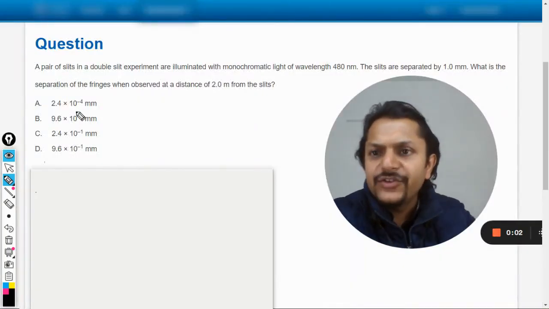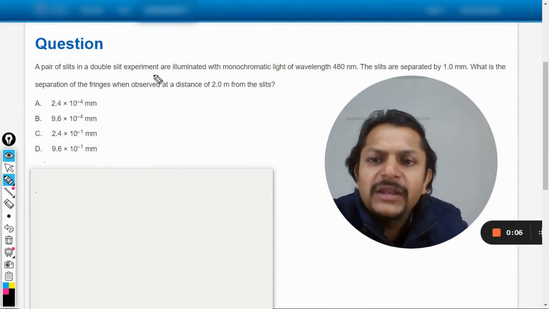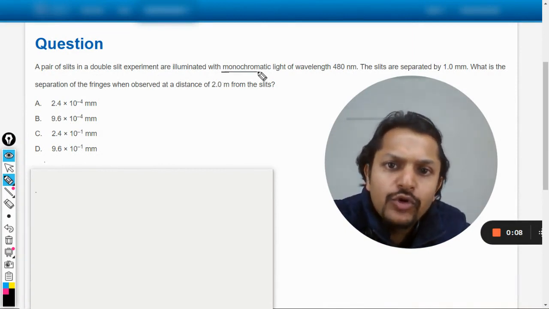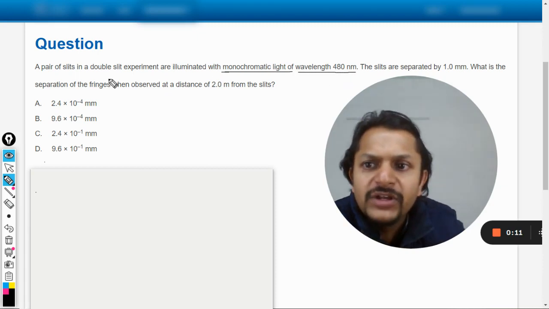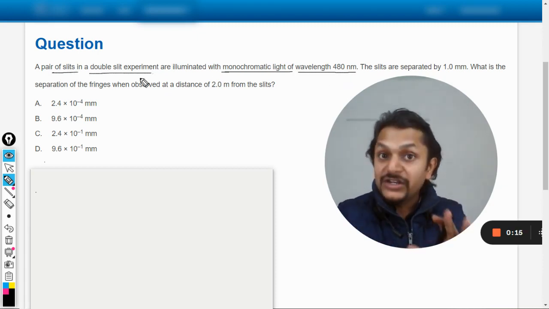Okay, dear students, let us read this question. A pair of slits in a double slit experiment are illuminated with monochromatic light of wavelength 480 nanometer. Now, this is a pair of slits in a double slit experiment. Definitely, we're talking about interference.